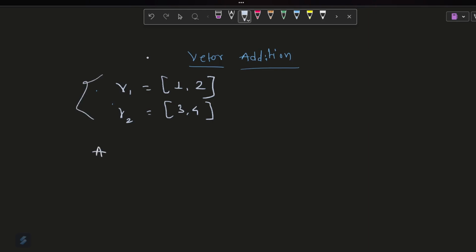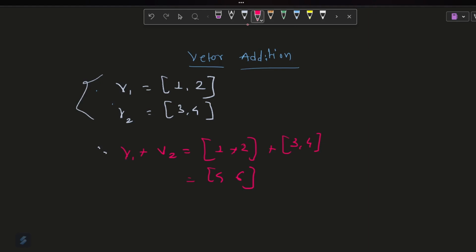So for that, we simply write v1 plus v2 is equal to (1, 2) plus (3, 4). So the final answer is (4, 6), not minus (4, 6). So this is simply vector addition. Just add two vectors. That's vector addition, right?